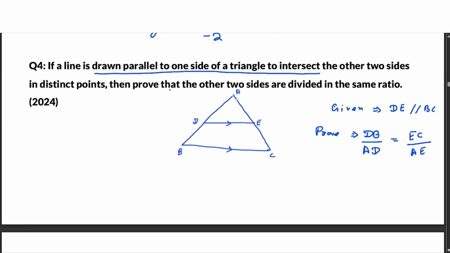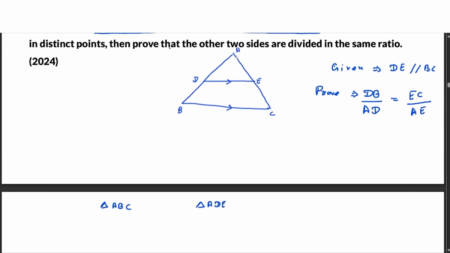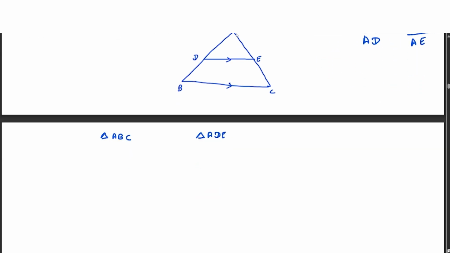So the simple way: first we will take two triangles. One is triangle ABC, and another triangle we will take is triangle ADE. One is a small triangle and one is the bigger triangle. We will show they are similar. So we can say angle AED is equal to angle ACB, reason: corresponding angles.